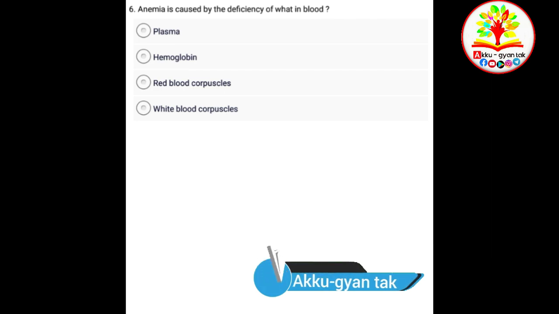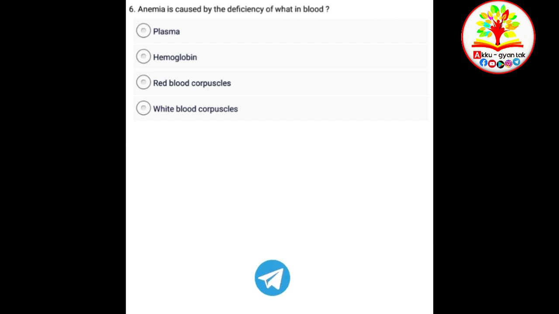Anemia is caused by the deficiency of what in blood? A. Plasma. B. Hemoglobin. C. Red blood corpuscles. D. White blood corpuscles.